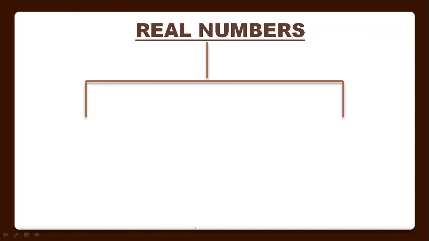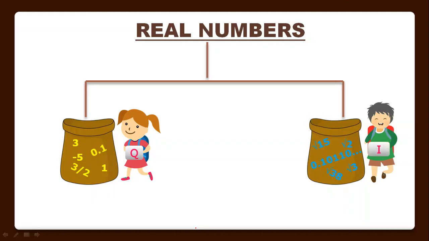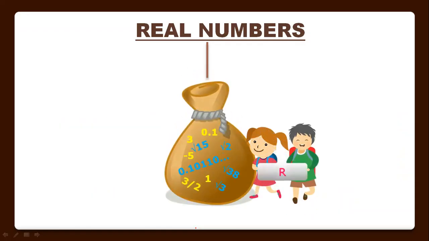Then comes real numbers. Real numbers comprise two categories. If we take a bag full of rational numbers, which we have just studied, we represent it by Q. Then comes a bag filled with irrational numbers. Suppose we represent it by I. When we mix the numbers of both the bags in one bag, what we'll get is real numbers, which is represented by capital R. जब हम rational numbers और irrational numbers को मिला देते हैं, we get a larger collection which is known as real numbers and it is represented by R.